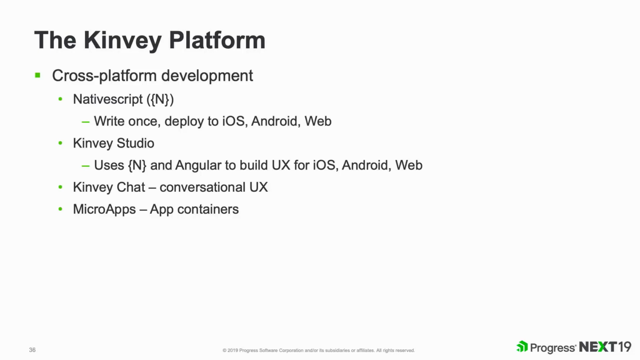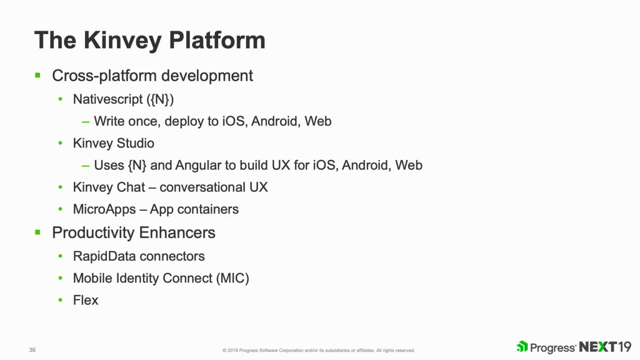And Kinvey Studio, which is a UX tool. We talked about that productivity enhancer. It uses NativeScript and Angular to build the UX for those three platforms. And finally, there are a bunch of other productivity enhancers as part of the Kinvey platform. Rapid Data, which allows you to connect to any data source. Mobile Identity Connect, which allows you to authenticate against any backend authentication system. And Flex, which allows you to write functions and microservices that you can deploy and utilize from your application.